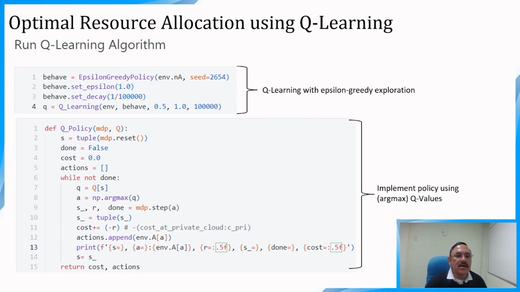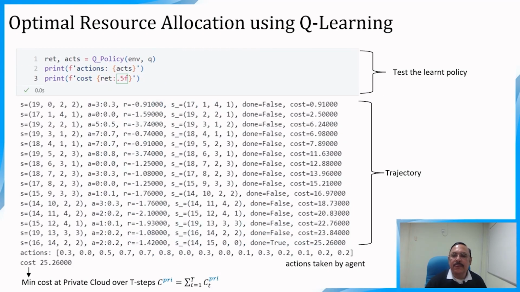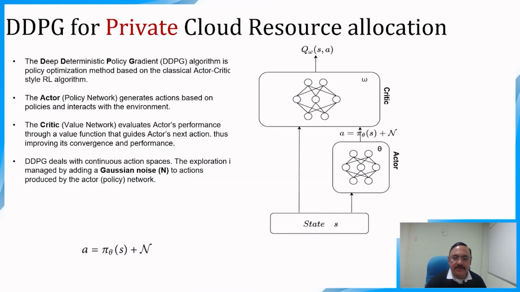So, you have to run the Q learning here in this case. So, Q learning with epsilon greedy exploration, and then you implement the policy using argmax Q values, and you have to test the learned policies and obtain the trajectories and find the minimum cost at the private cloud over the T steps. Now, coming to DDPG for private cloud resource allocation.